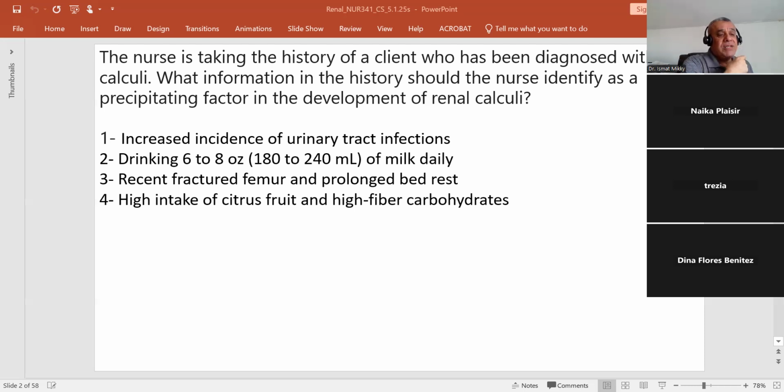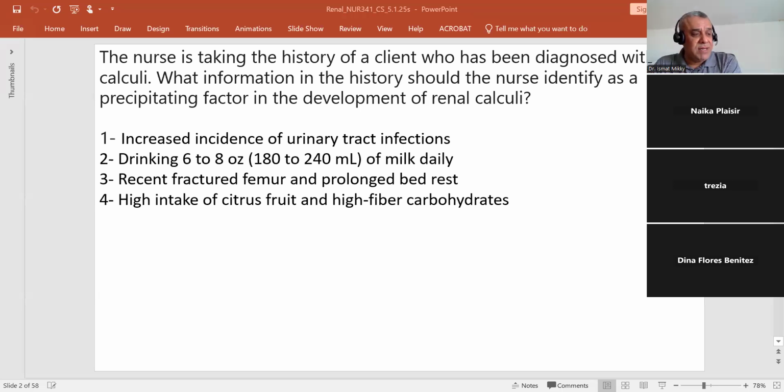Now, this pertains to the 235 health assessment course. Which information in the history should the nurse identify as a precipitating factor? I'm sorry, not this one. This is a question more about the risk factors. There is another question that pertains to the 235 assessment course, but this one is more about the risk factors that may precipitate and cause the patient to develop urolithiasis, kidney stones, or calculi. There are certain risk factors.